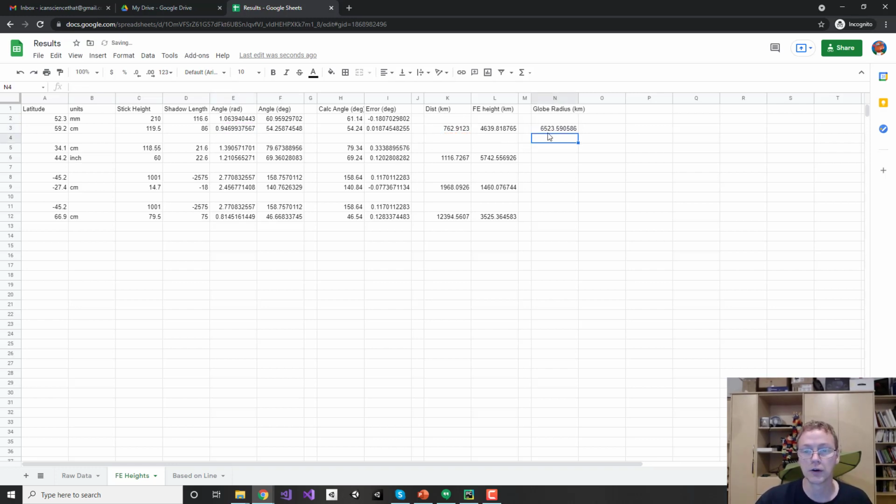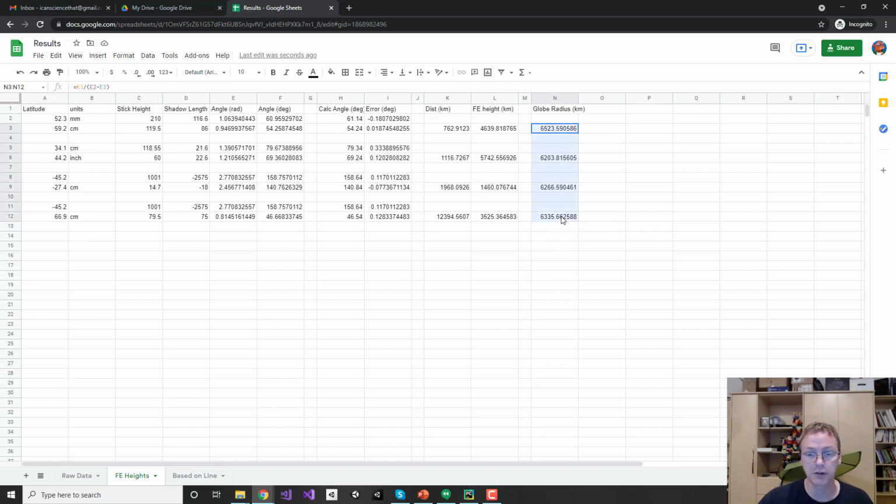Okay, so the first section, we got 6,523 kilometers. Let's take a look at the next section. 6,203. And the next section, 6,266. And then this last one is from the farthest north to the farthest south. What does that one give us? 6,335. So we have some variation.